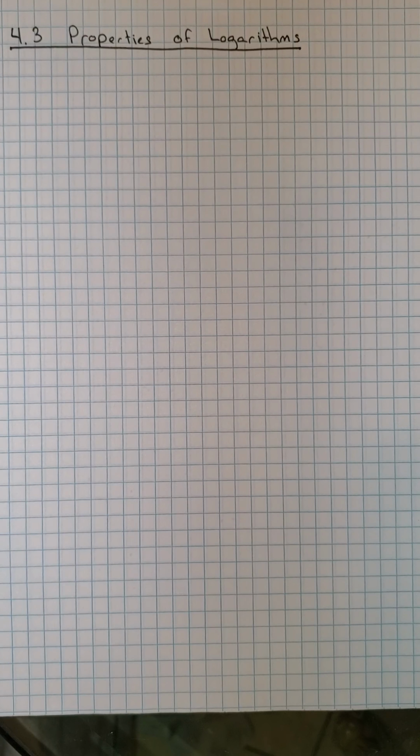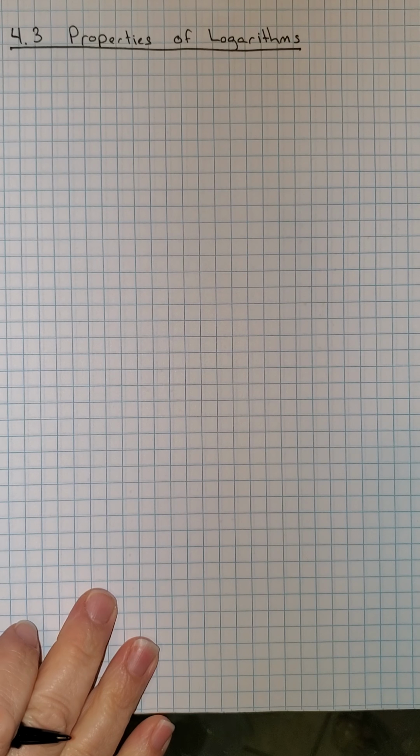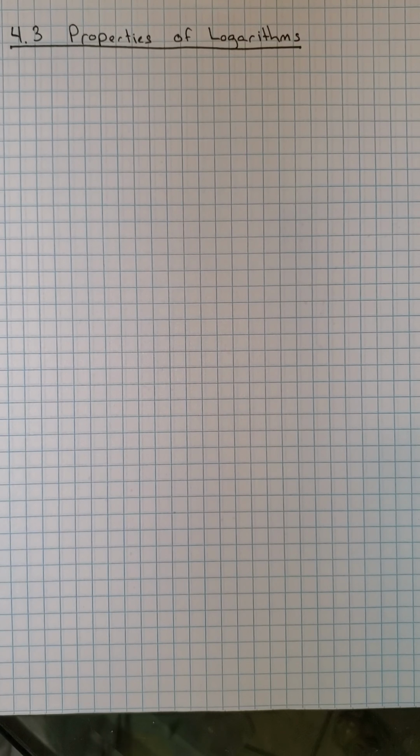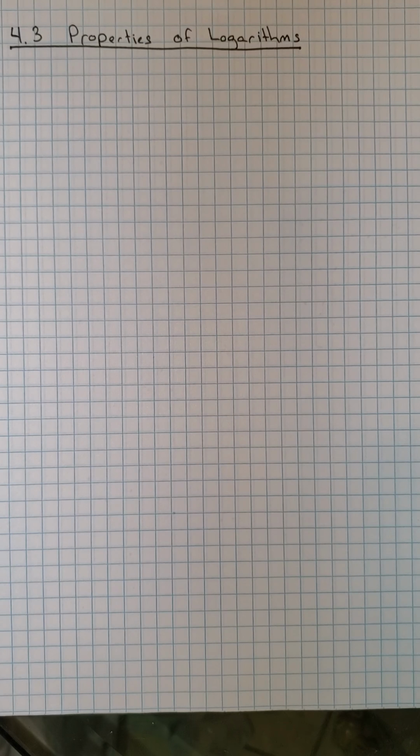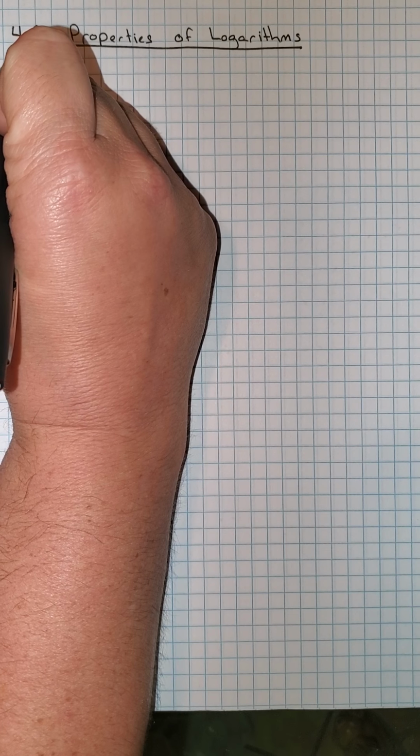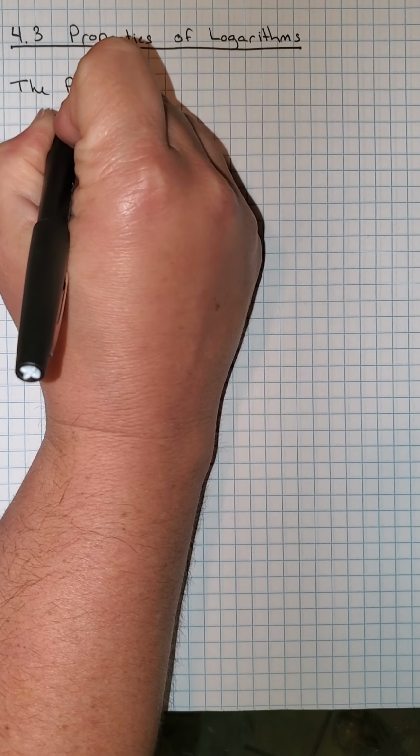Hi, welcome to section 4.3, which is the properties of logarithms. This definitely builds on stuff that you learned in 4.2. We are going to go through the first 3 rules, and with each one of those it has a checkpoint. So I do definitely like the way this section is organized. So we're going to start with the product rule.